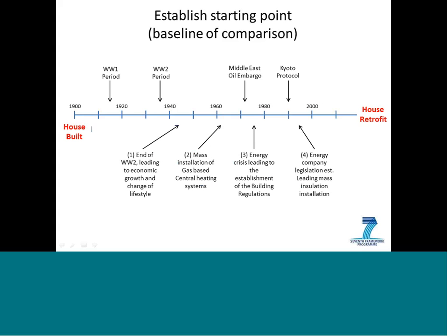Now, if we look at this in detail, ultimately, with the World Wars, we had a massive loss in skills, and we also had a baby boom afterwards. So post this period, there was a massive requirement for houses, so they were constructed very, very quickly. But also, we didn't have the skills available to construct them, so the standards fell. Now, around this area here, we have this mass installation of gas-based central heating systems.